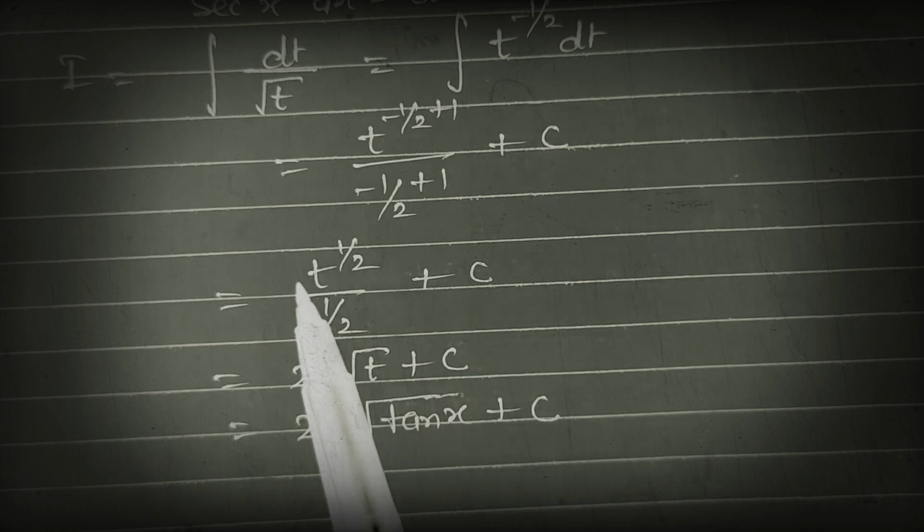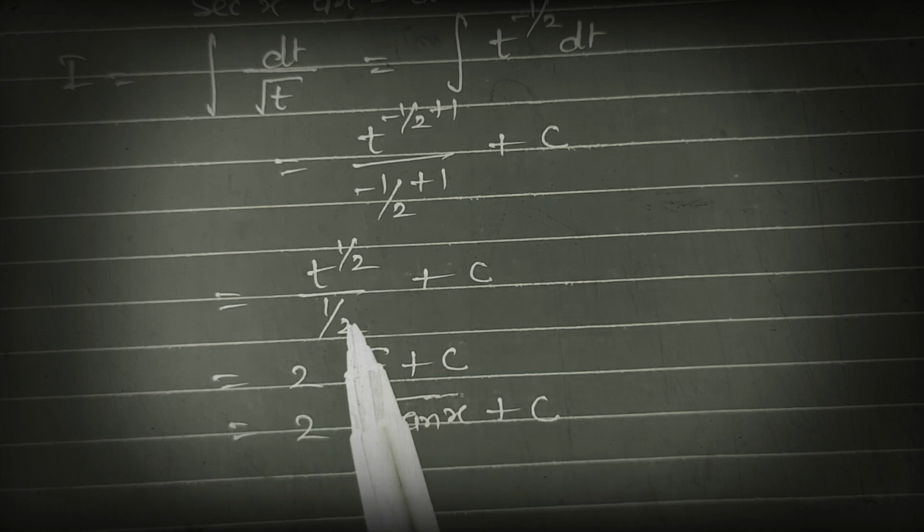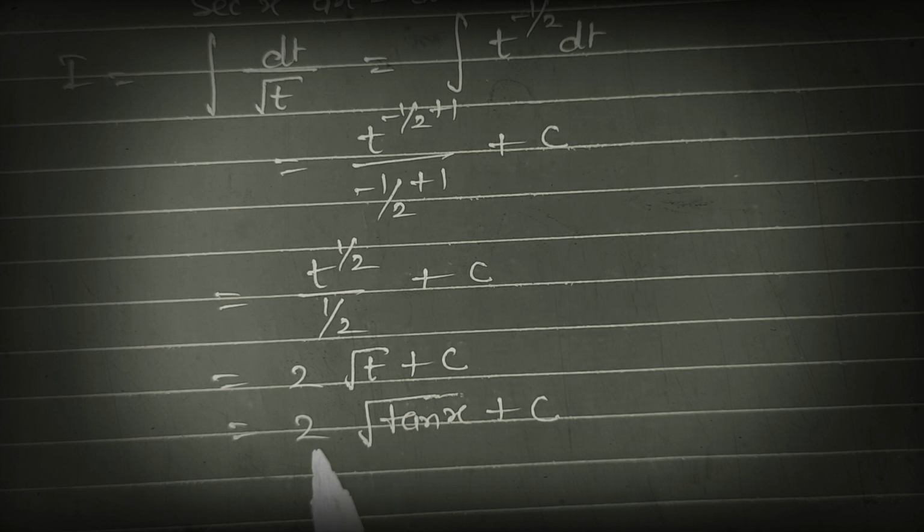T raised to power 1 by 2 we can write as root t. So the t value is tangent x. So the answer is 2 into root tangent x plus c.